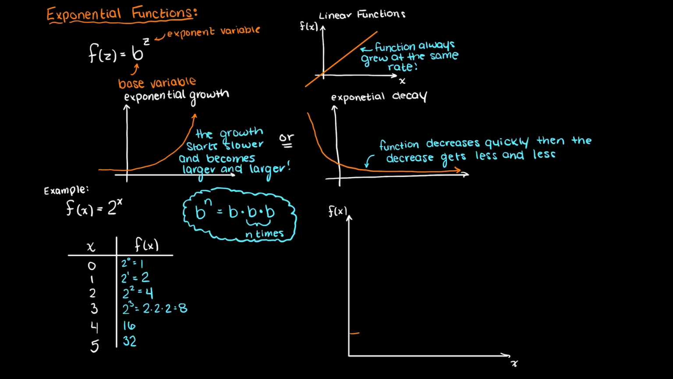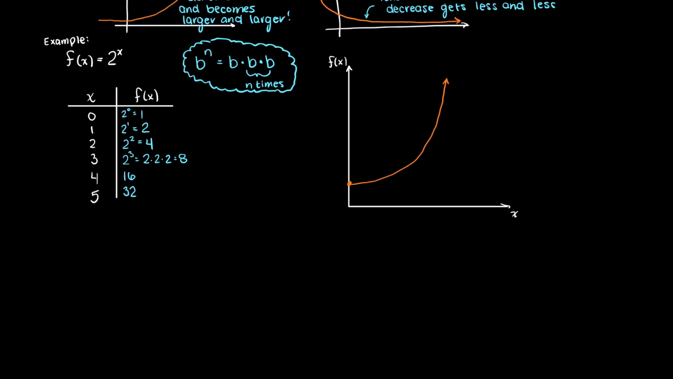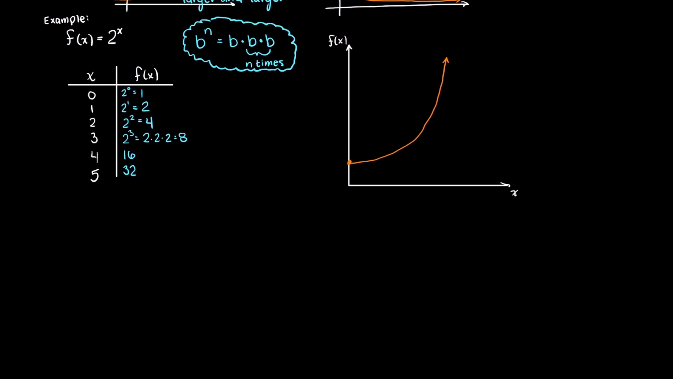Plotting 2 to the power of x, we can see that every step in the right direction, in increasing an input, will make our function grow in the y direction faster and faster. And this is what exponential functions do. They cause our function to either grow exponentially, which means to grow more and more quickly, or they can cause our function to decay, which means it decreases really quickly and then the change becomes smaller and smaller.